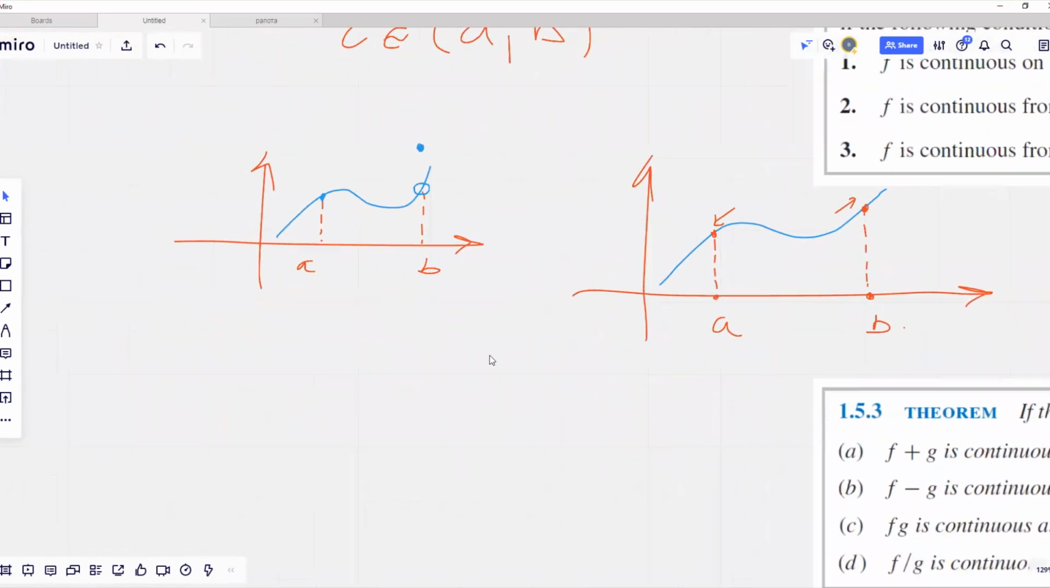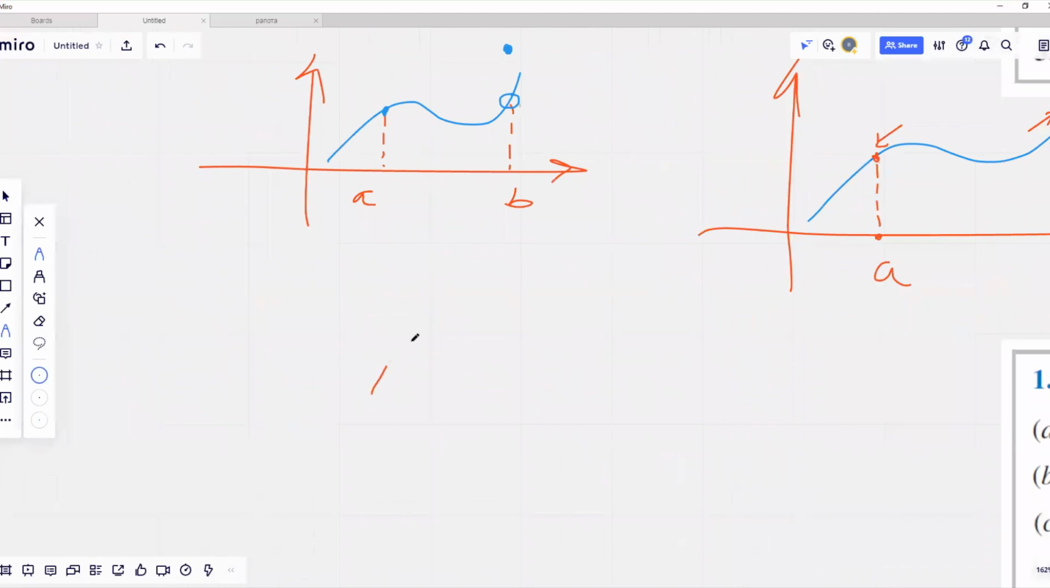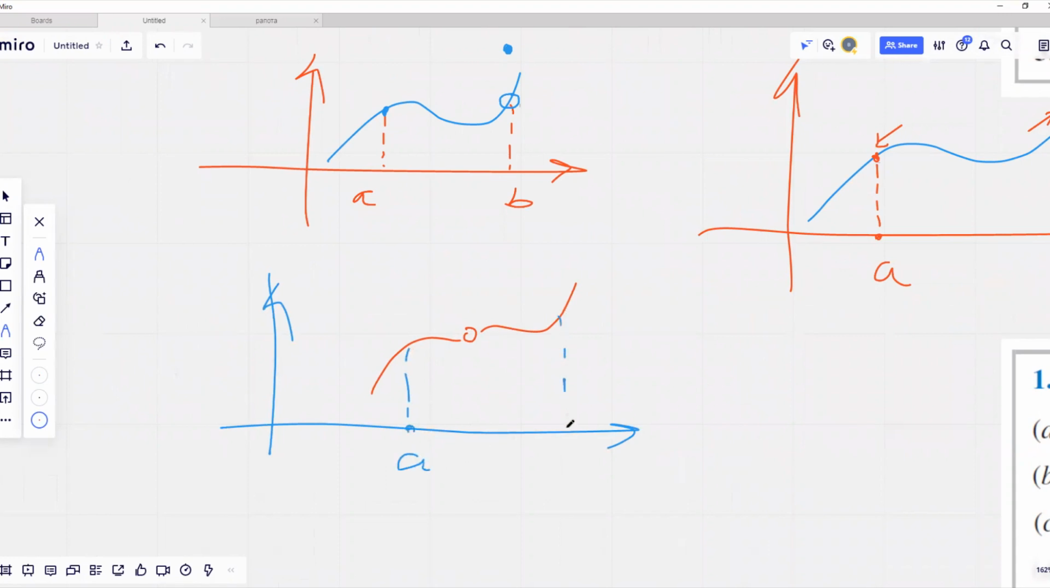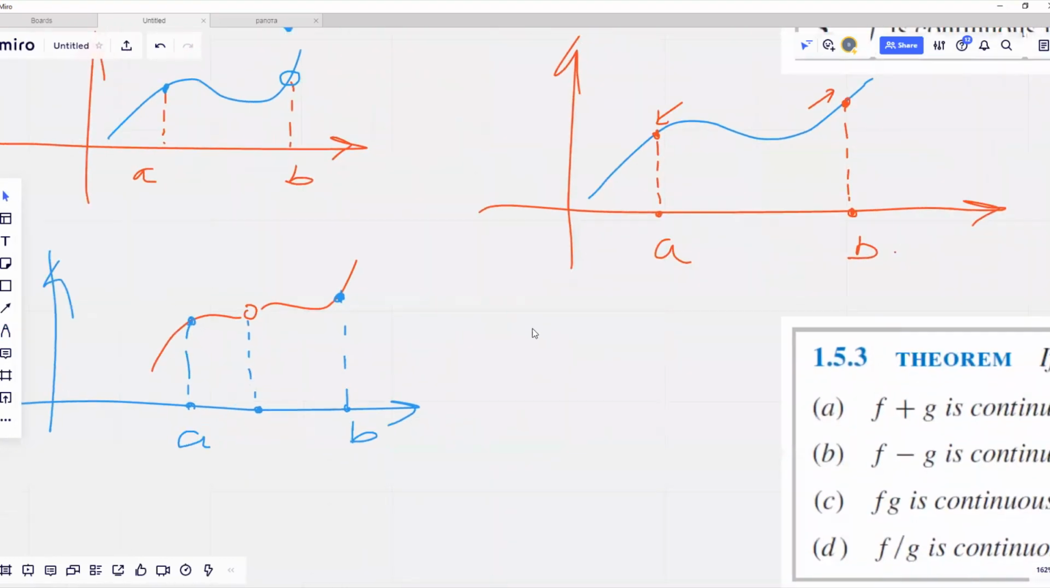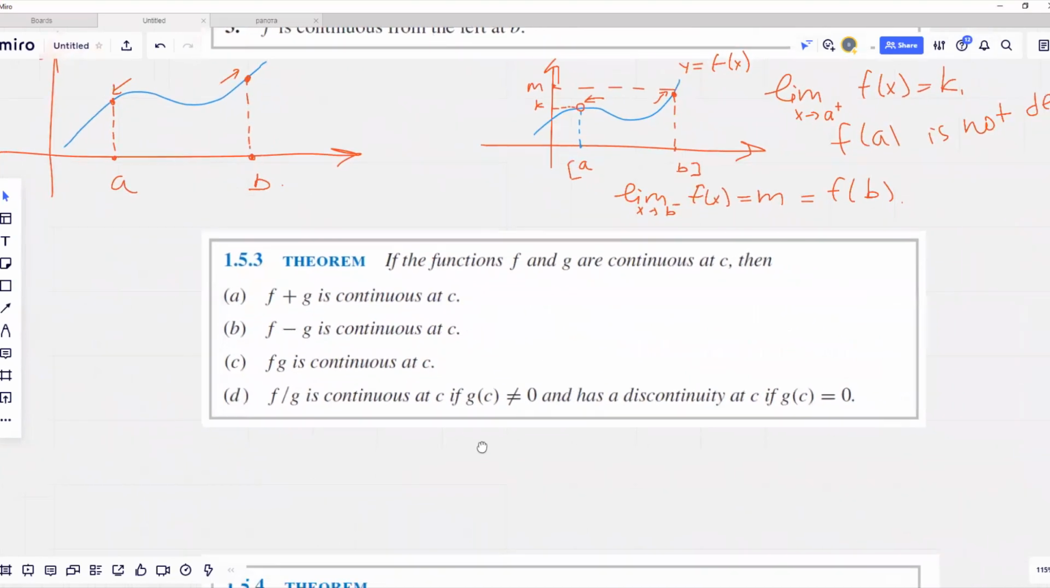Okay, another example is, let's say, this function here is not continuous on the closed interval, and it is also not continuous on the open interval from A to B, since we can see that the function is not defined at some point inside of this open interval, meaning that the function will fail to be continuous at that point. All right.